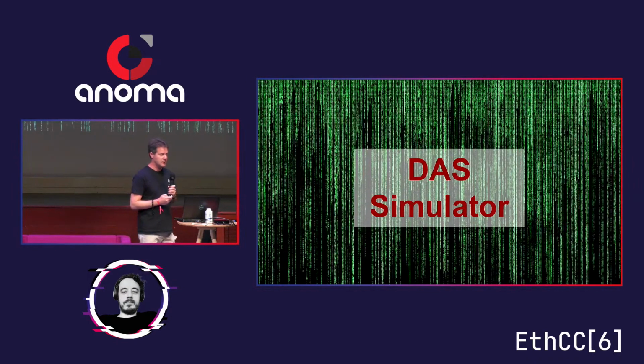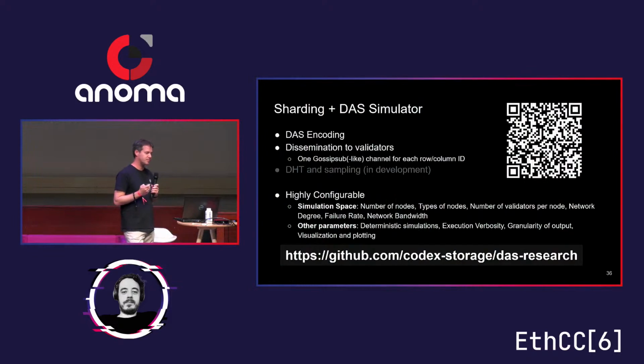And that's why we are building a simulator. The simulator is to simulate this sharding and data assembling. You can find it there. It is simulating the DAS encoding. Obviously, it's not actually doing the erasure coding or the proofs. And then it simulates the dissemination to validators. It simulates the 1,000 gossip subchannels. It is not yet doing the DHT and the sampling.